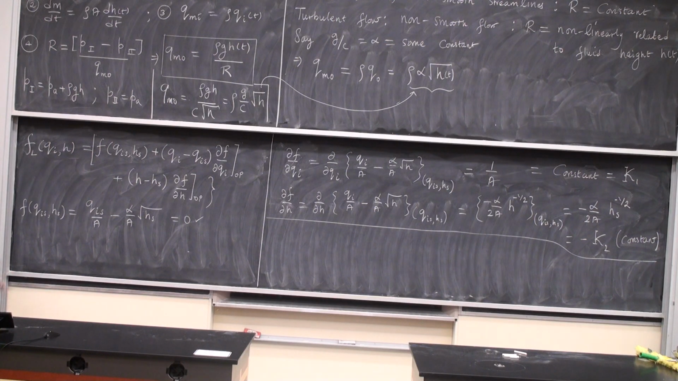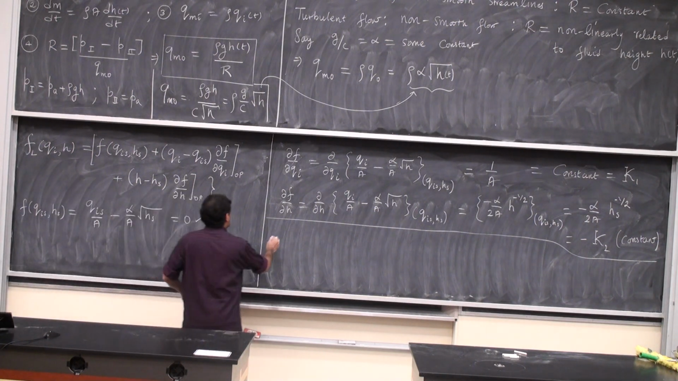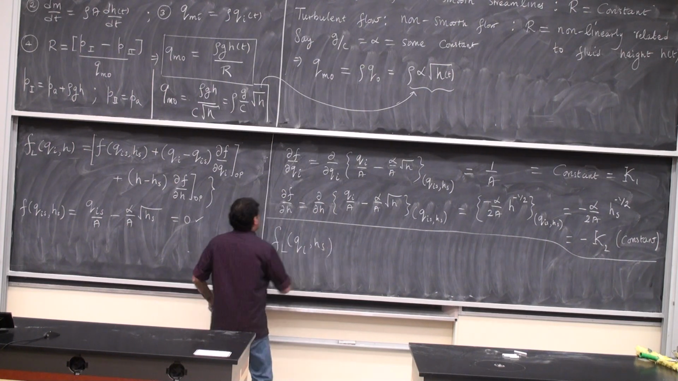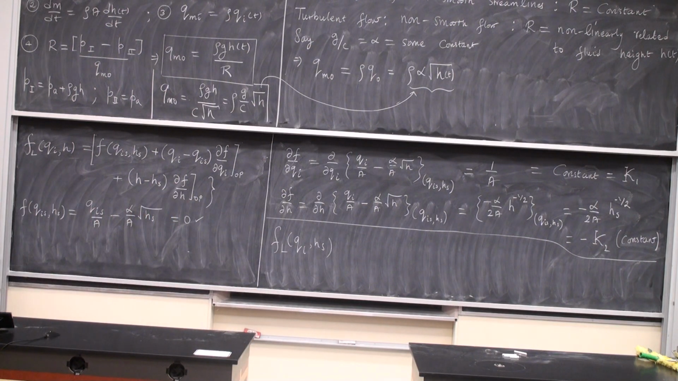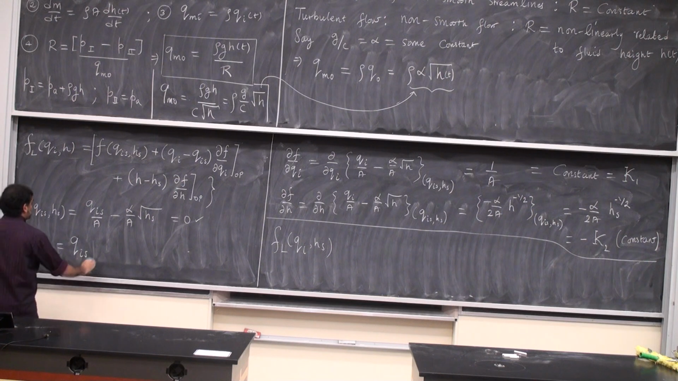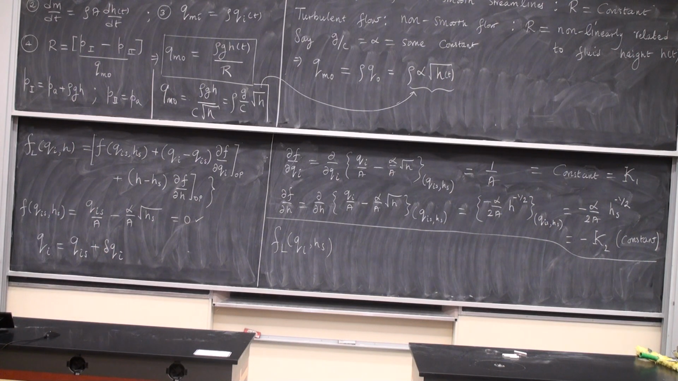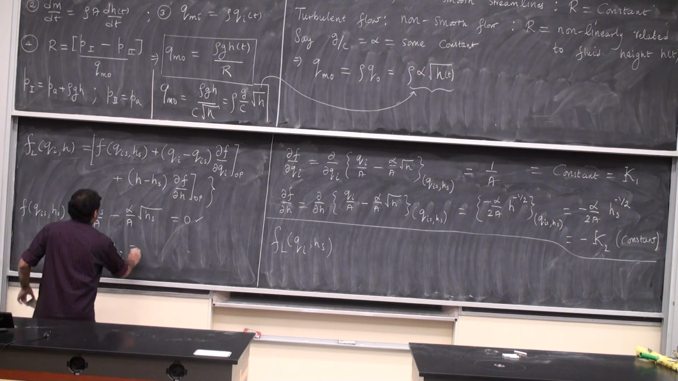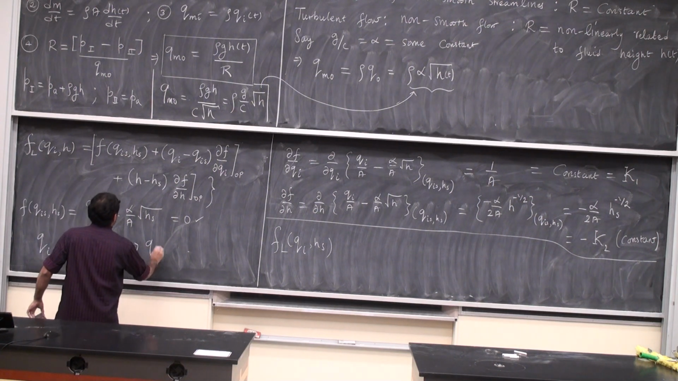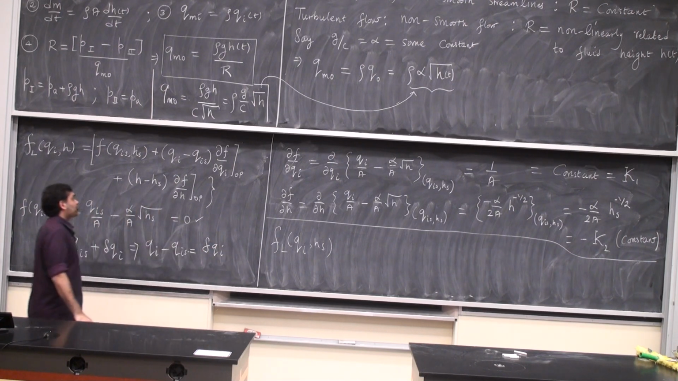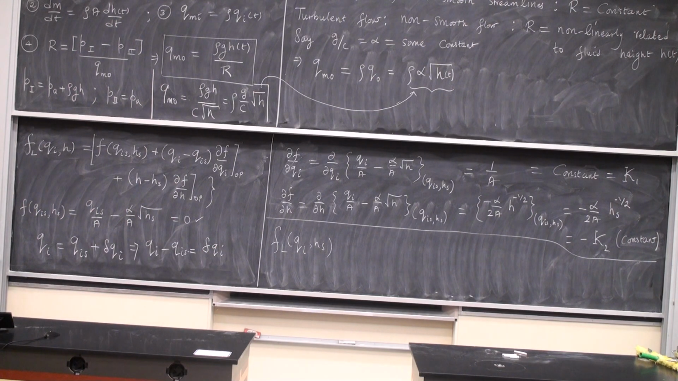Substitute all of this back into the linearized function fl, which is fl at qis and hs. And notice qi is qis plus delta qi, which means qi minus qis is delta qi. And likewise, h minus hs is delta h.